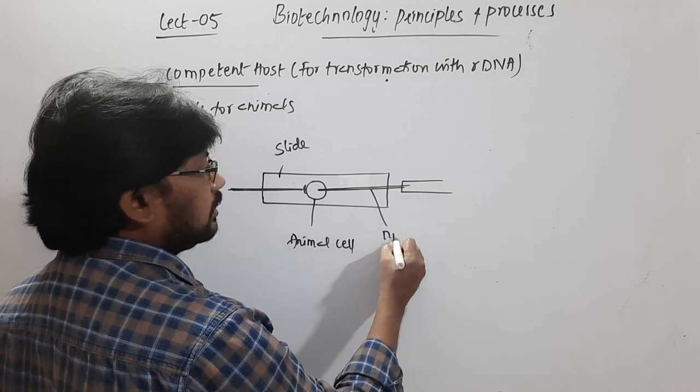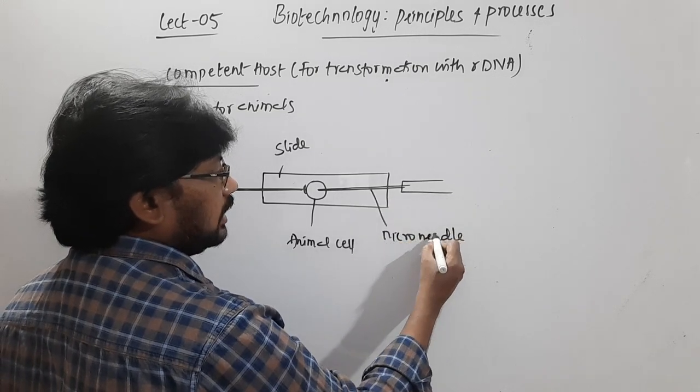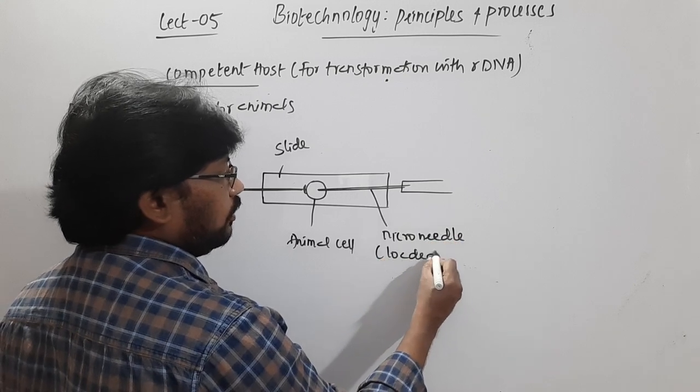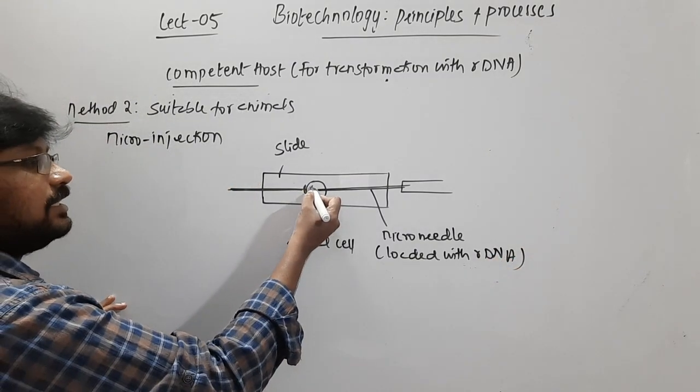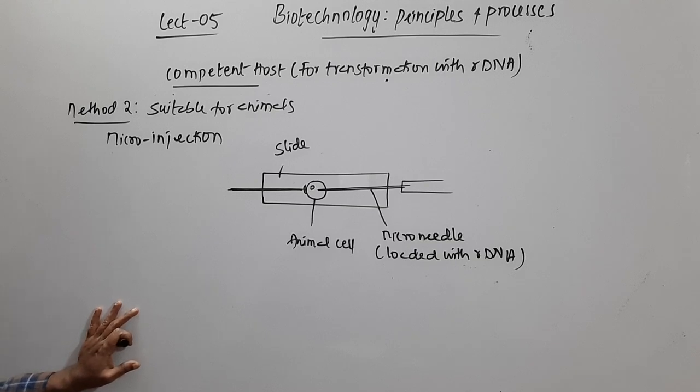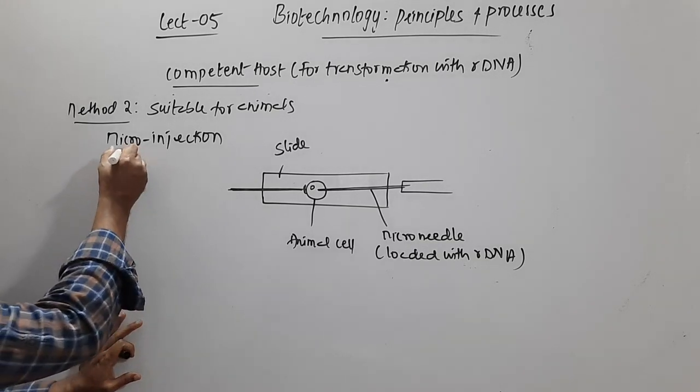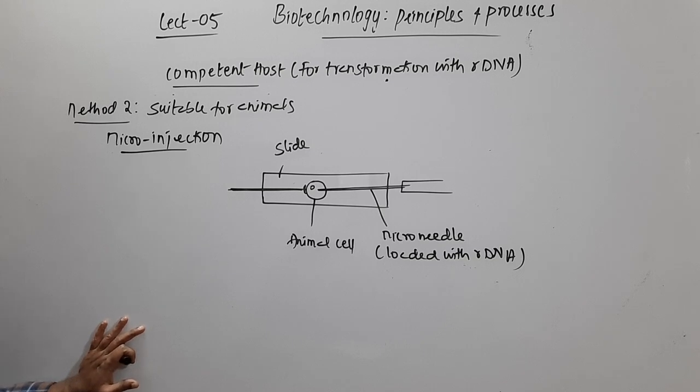the cell. So this is a micro needle loaded with the rDNA, and I'm going to inject it directly into the animal cell. This is the microinjection, because animal cells don't have a cell wall, and it will be very easy to use this microinjection procedure to introduce the rDNA into the animal cell. So this is method 2, which is suitable for animal cells.